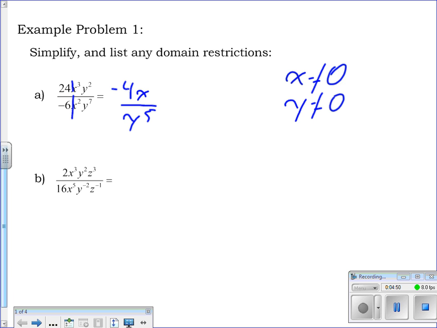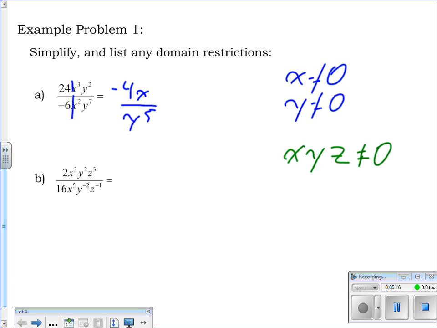Okay. What are our restrictions on this one? X. What other variables do we have in our denominator? Y and z cannot be 0. We're not allowed to have 0. These are easy for domain restrictions because there are no factors. It's just the variables.